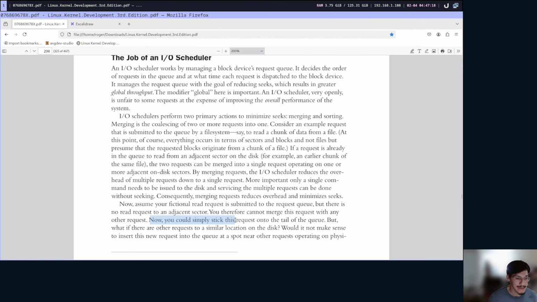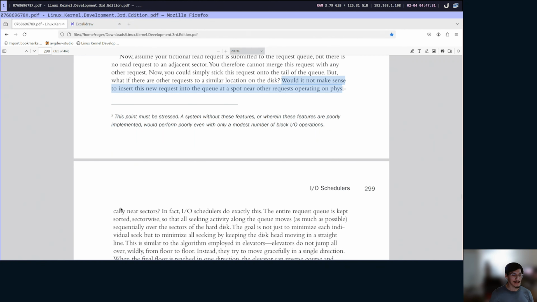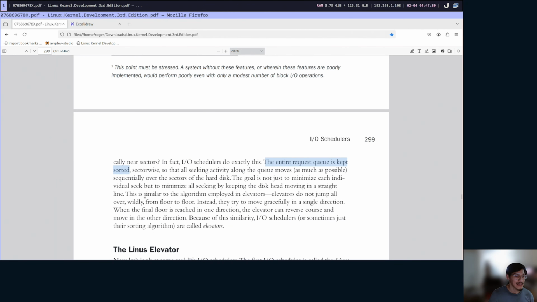Now you could simply stick this request onto the tail of the queue. But what if there are other requests to a similar location on the disk? Would it not make sense to insert this new request into the queue at a spot near other requests operating on physically near sectors? In fact, I/O schedulers do exactly this. The entire request queue is kept sorted sector-wise so that all seeking activity along the queue moves as much as possible sequentially over the sectors of the hard disk. The goal is not to just minimize each individual seek, but to minimize all seeking by keeping the disk head moving in a straight line.